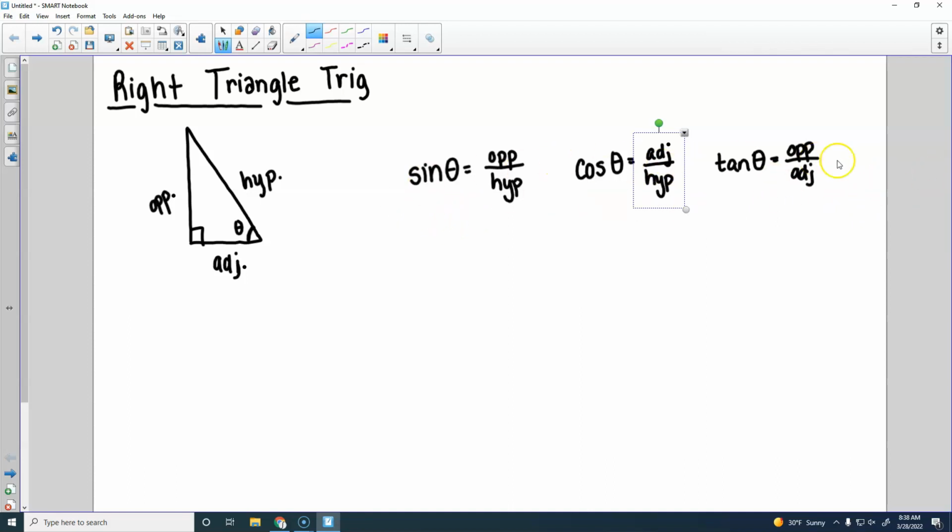So those are all the trig ones that you've done so far, and hopefully you guys already have these memorized, so it is not an issue. But if you do not, you definitely need to have this memorized. So make sure that you know that.